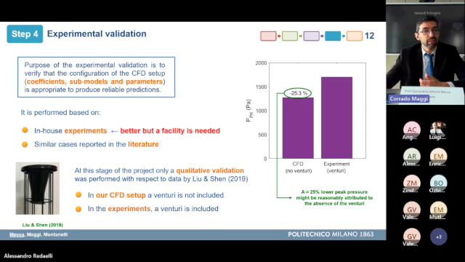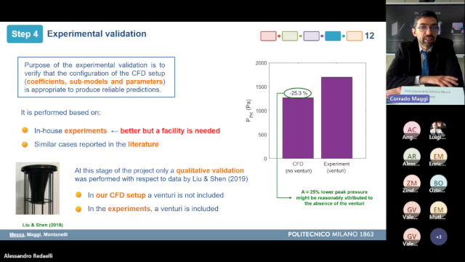In our CFD simulation of the experiments, no Venturi was installed, and this was mainly done for reasons of time and opportunity at the stage of the project. Anyway, by making this comparison, we can see that the peak pressure at a selected location along the bag, estimated by our CFD, is about 25% lower than the experimental value.